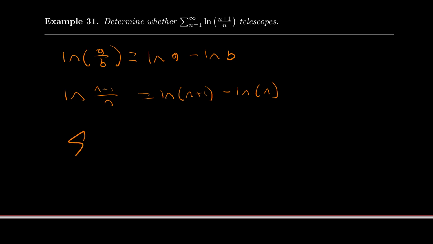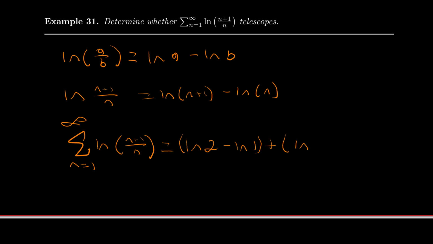You'll get the series natural log of n plus 1 over n, going from n equals 1 to infinity, so this will be the natural log of 2 minus the natural log of 1, plus, okay, and then the natural log of 3 minus the natural log of 2, plus the natural log of 4 minus the natural log of 3, so on and so forth, right?